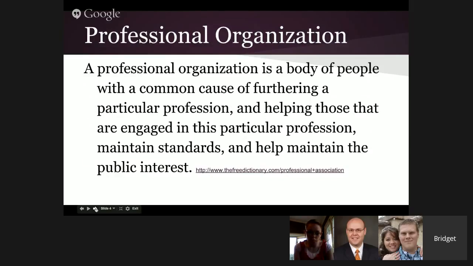A professional group, to contrast with an advocacy group, is a professional organization: a body of people with a common cause of furthering a particular profession and helping those engaged in this profession maintain standards and help maintain the public interest. I think that they're usually nonprofit organizations, helping those individuals who are interested in this particular profession and engaging it to the public interest.